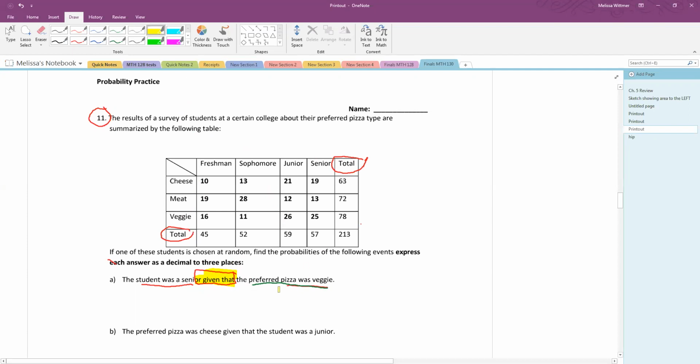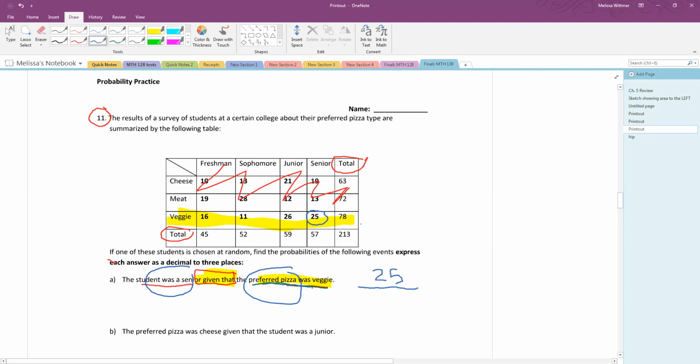So what you want to do now is restrict your whole table to just the veggie, and the veggie is a row. So I'm going to highlight the veggie row, and I'm not looking at any of the other numbers. So now that I've restricted my table to the veggie row, let's set up the probability, and the probability does go left to right. Like what's mentioned first, when you set up your fraction, the first thing goes on the top. So the student was a senior. So in the veggie row, seniors are 25. So that goes on top.